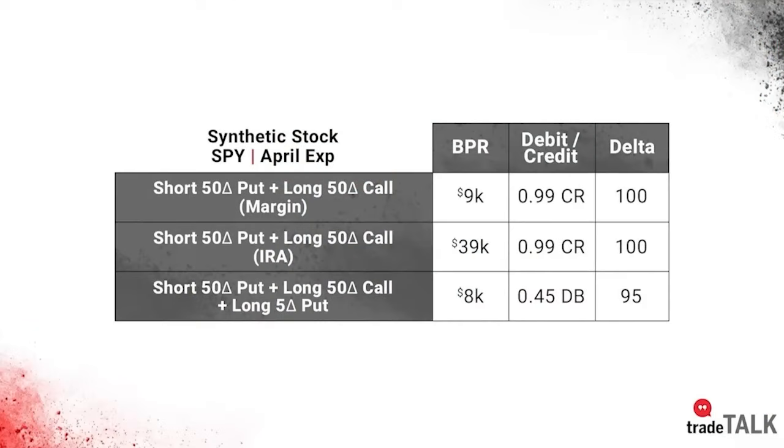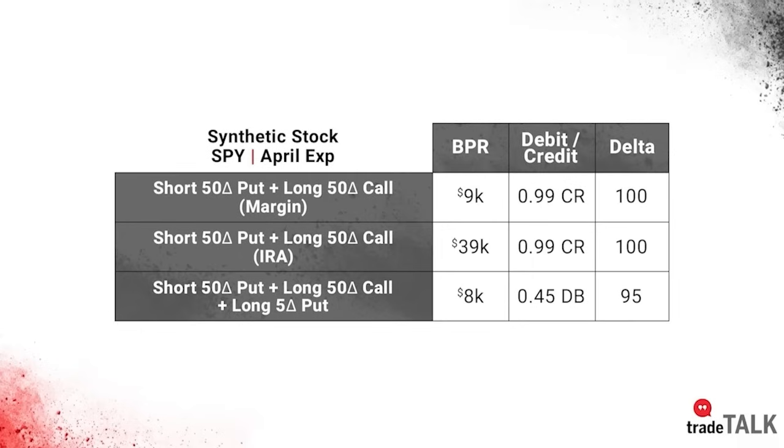Let's look at the IRA account, just to refresh your memory. The short 50 delta put and the long 50 delta call in an IRA is going to use that $39,000. It's going to be the same debit or credit received because there's no difference in an IRA account or a margin account. The delta is going to be 100. Now look at the last part of this slide. The short 50 delta put, so far all the same. The long 50 delta call, all the same. And now we're just adding one component, that long 5 delta put.